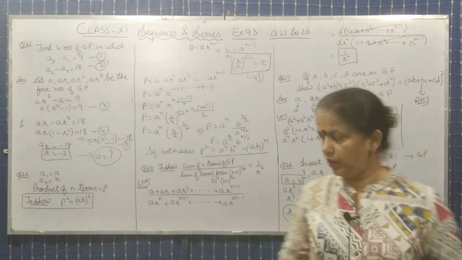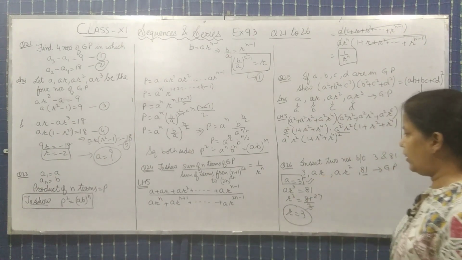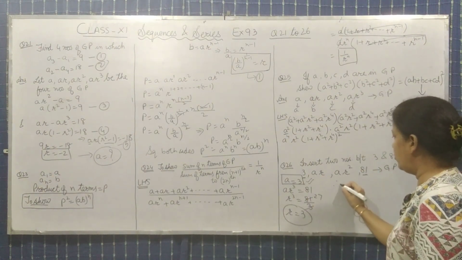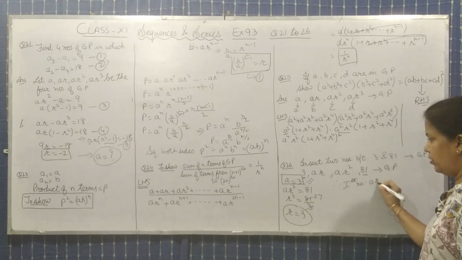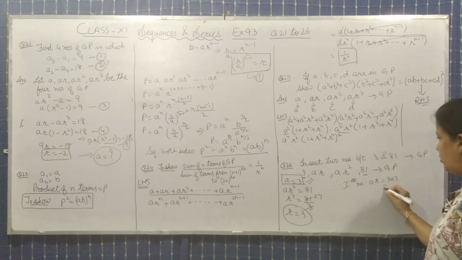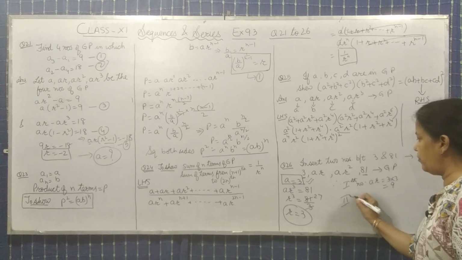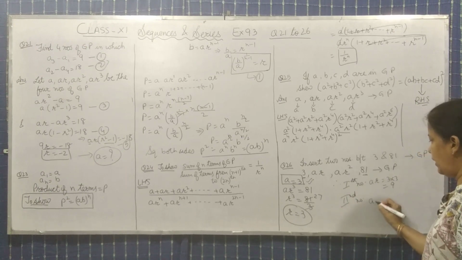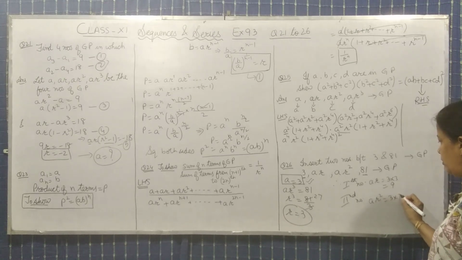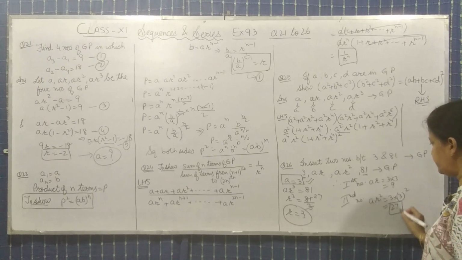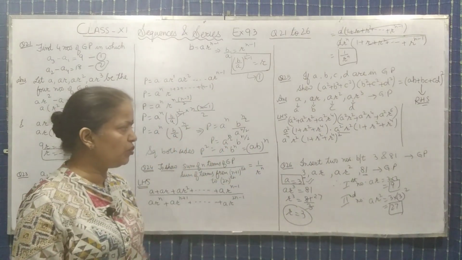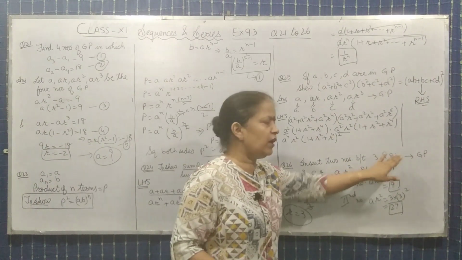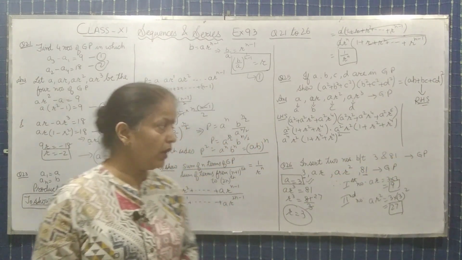And A is already there. So, the first inserted number will be AR, that is 3 into 3, which is 9. And the second inserted number will be AR square, that is 3 into 3 square, which is 27. So, 9 and 27 are the two numbers between 3 and 81 such that they form a GP.